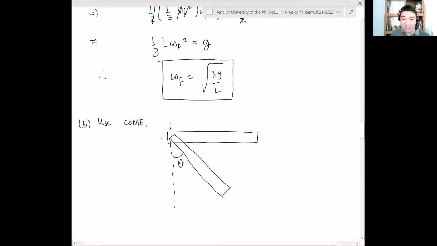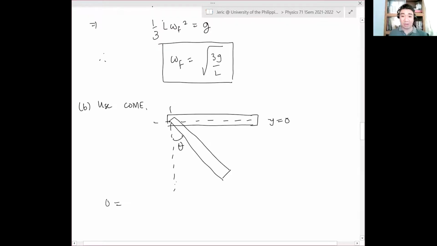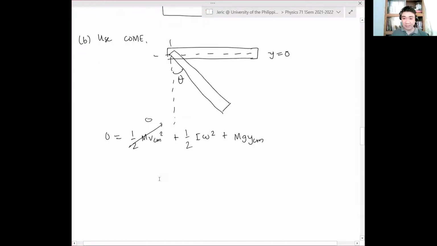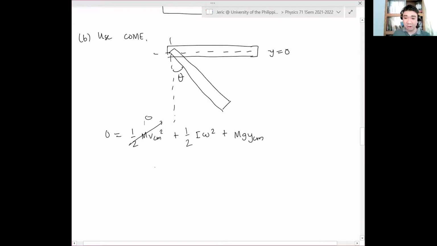If we assume that this is y equals 0, what can you say about the initial kinetic energy of the system? Same as in the previous sub-part of this problem, 0 lang yung magiging initial kinetic energy. So this is just 0 equals 1/2 m vcm squared plus 1/2 I omega squared, plus mg ycm. Again, the first term is 0 because there is no translational velocity there. The velocity is just due to the angular velocity. So this is simply 1/2 I omega squared, plus mg times what's ycm now?